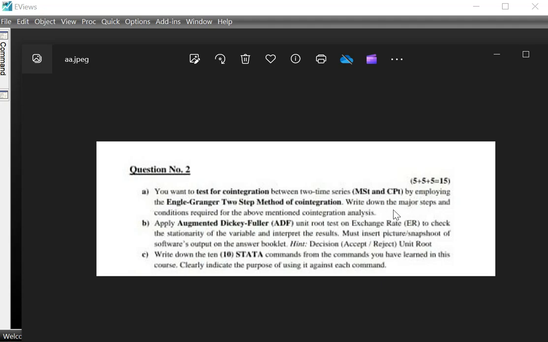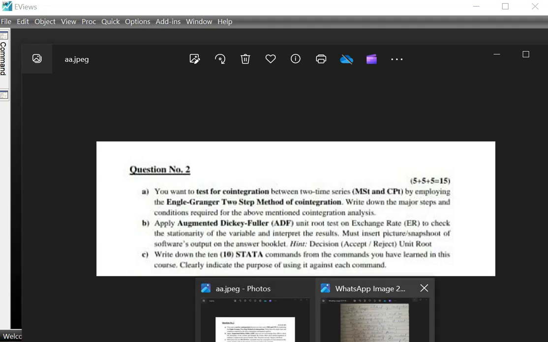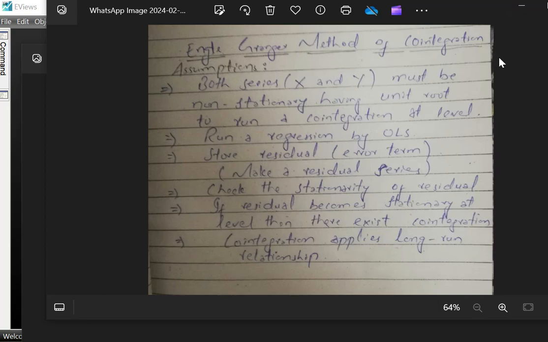First of all, you need to write the major steps and conditions. Condition means assumptions for the above mentioned method. So this is your Engle-Granger method of cointegration, and these are the assumptions. Both series x and y must be non-stationary, having a unit root, to run a cointegration at level. Second, run a regression by OLS, store the residual and make a residual series. Check the stationarity of the residual. If the residual becomes stationary at level, then there exists cointegration. Cointegration implies a long run relationship.